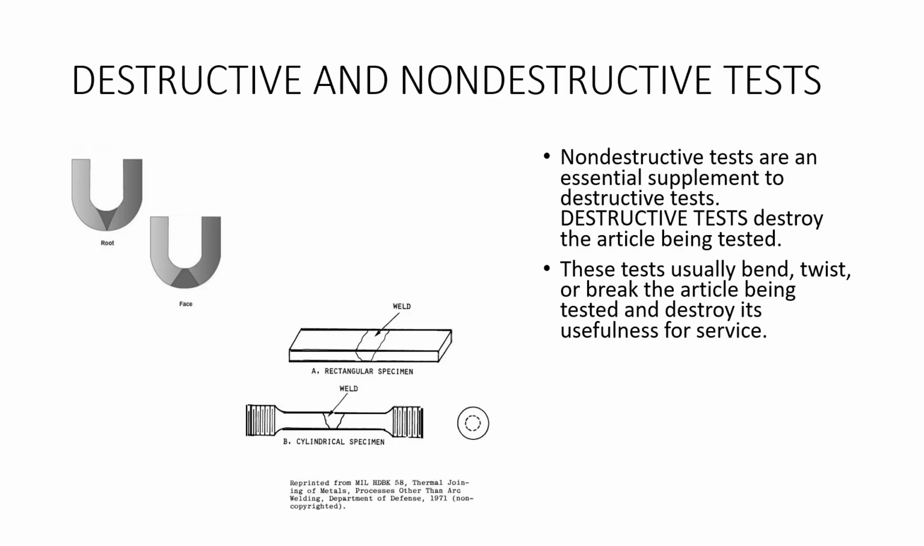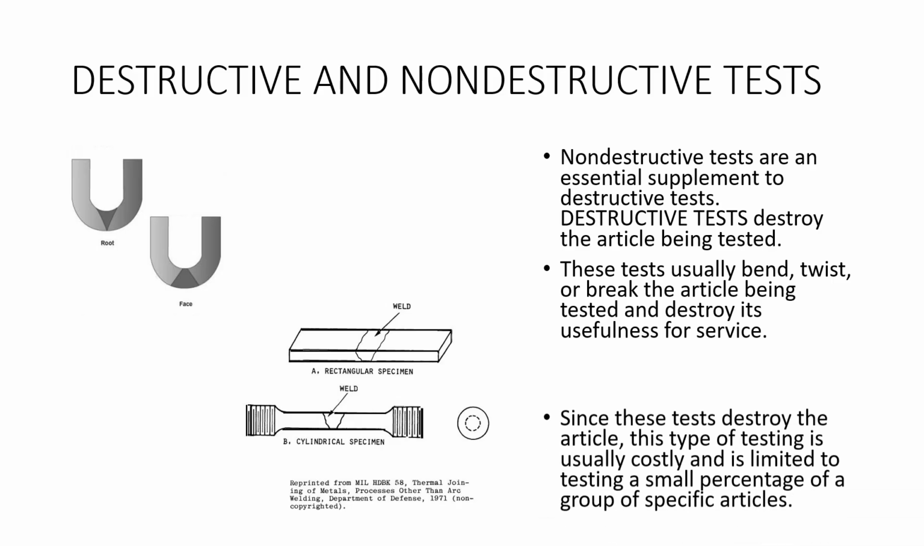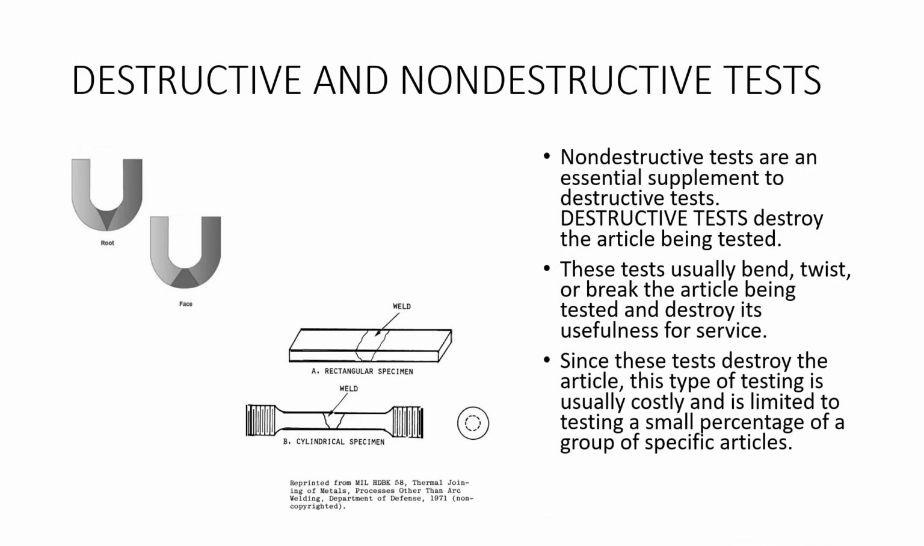But with destructive tests, we're going to bend something, break it, twist it, and destroy it and just wreck its usefulness for service, to see what mechanical properties or chemical properties or whatever material properties that test sample has. Well, if we want to put something into service, we can't destroy it and then expect it to work well. So since these tests destroy the article, we try not to use destructive testing unless we have to. Generally we only do destructive testing a little bit, especially in welding.